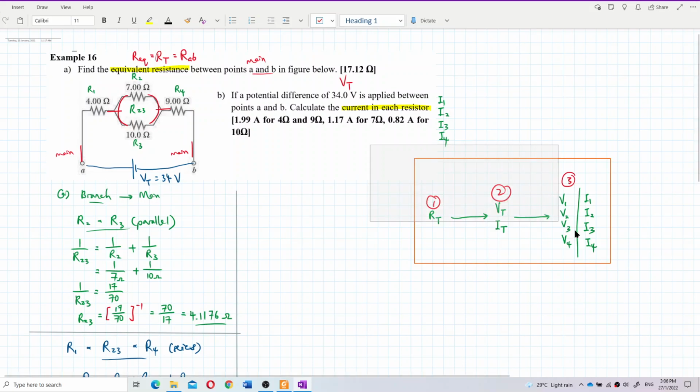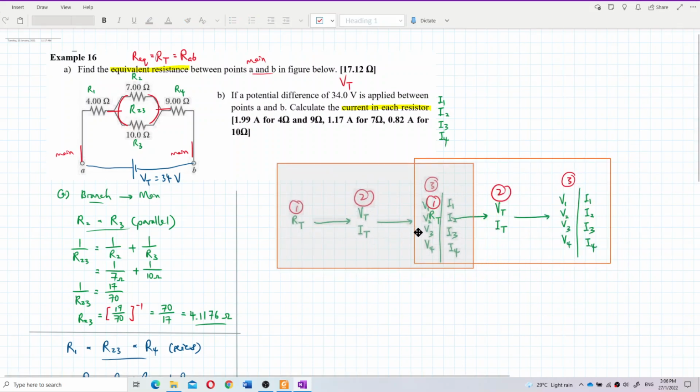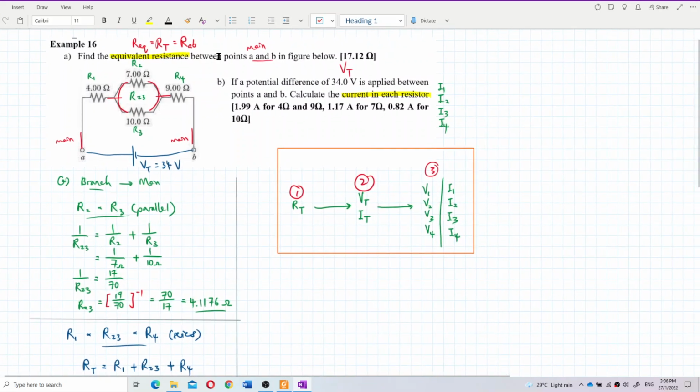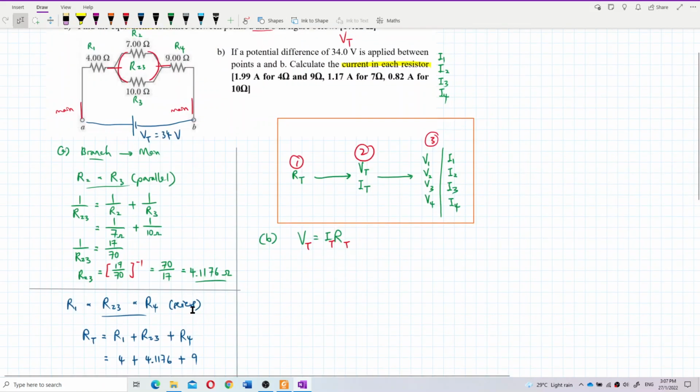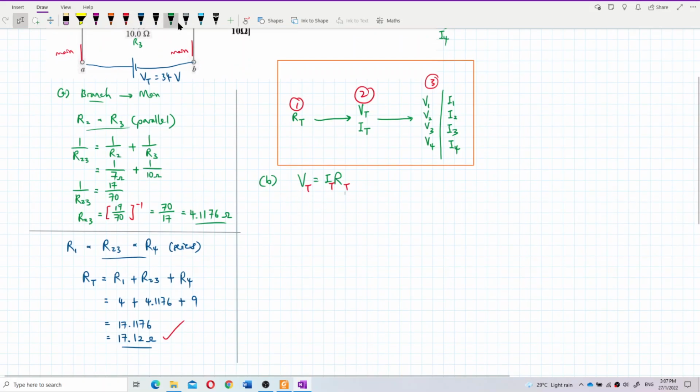So now let's continue our class lesson. Now I want to do part B. Right now we are in the second phase. We need to find the total current because we already got the total resistance and total voltage, right? Total voltage is 34 volt. So we just use V equal to IR to find the total current. So put in our total resistance here and the total voltage, we can find the total current.